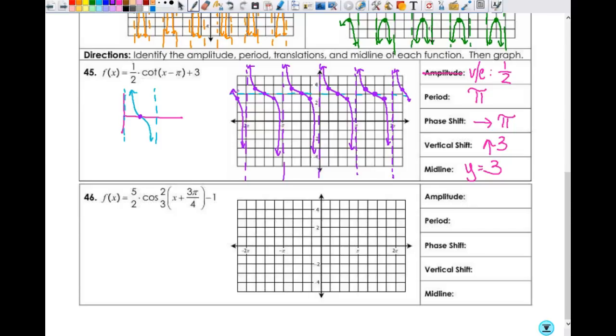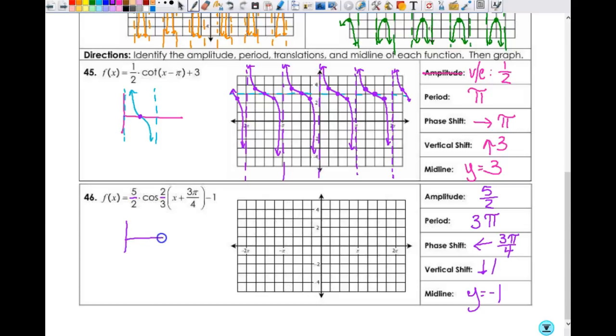All right, so then we have cosine, and fraction bars are missing, but I think we can probably figure that out. So this one I really do have an amplitude for, and it is 5/2. The period here is going to be 3 pi. Phase shift, I'm going to the left 3 pi fourths. Vertical shift is down 1, so y equals -1.